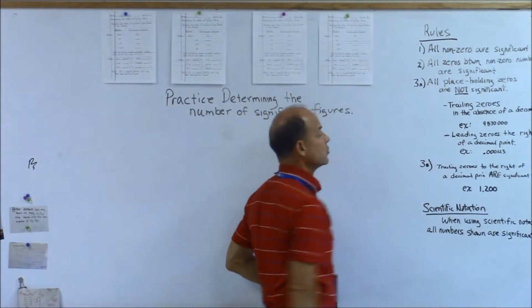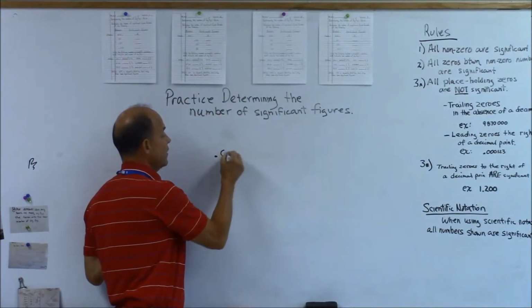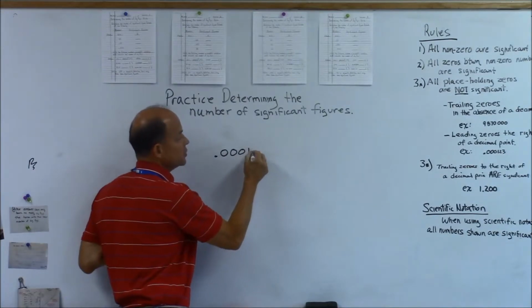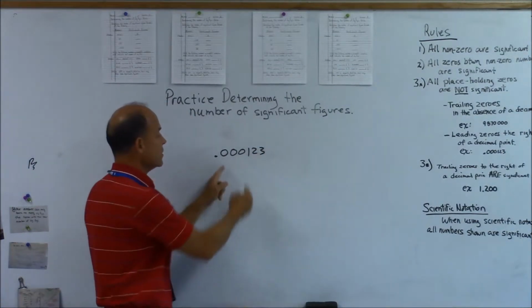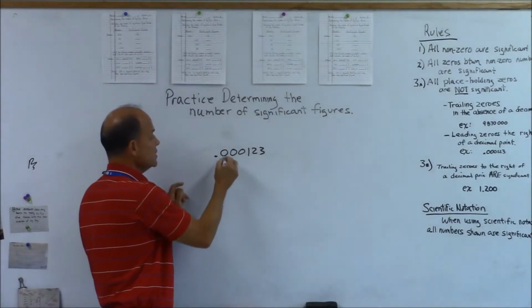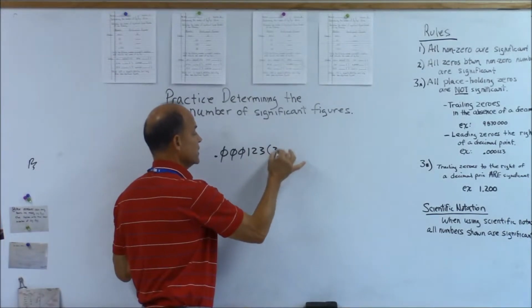Leading zeros to the right of a decimal point. All right, so say I do have a decimal point, and then these zeros are just pushing the significant digits off to the right here. They're holding place here. So these zeros are not significant. So this number has only 3 significant figures.